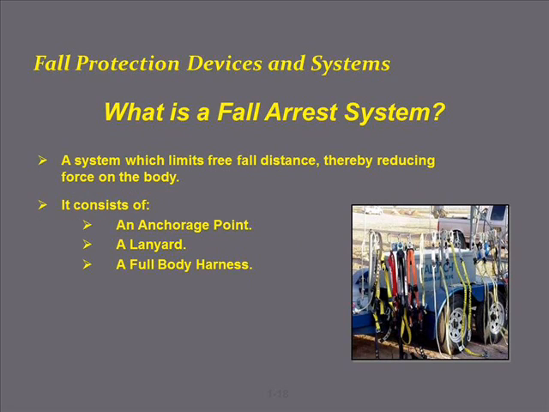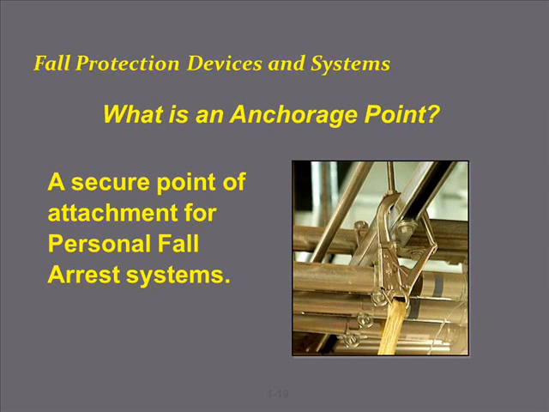A fall arrest system is a system which limits free fall distance, thereby reducing the force on the body. It consists of an anchorage point, a lanyard, and a full body harness. An anchorage point is a secure point of attachment for a personal fall arrest system. An anchorage point must be able to withstand 5,000 pounds of force that may be placed on it per worker that is tied off to that anchorage point.